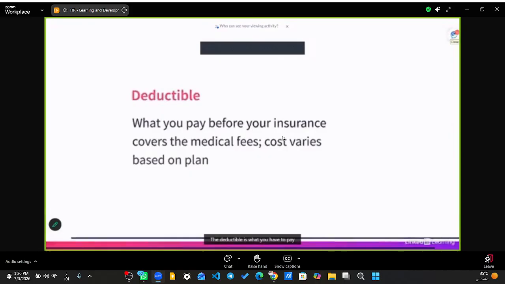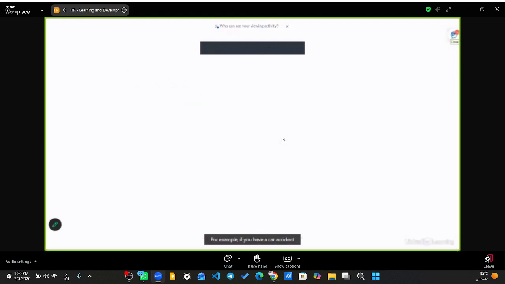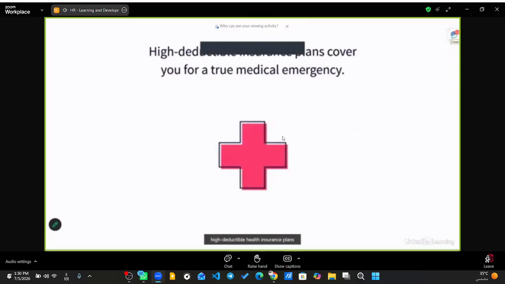The deductible is what you have to pay before your insurance kicks in and covers the remaining medical fees. The deductible cost varies based on your plan. For example, if you have a car accident and you have to go to the hospital, that is where your insurance would kick in once you cover the deductible with your HSA. The attractive feature about high deductible health insurance plans is they're quite cheap, mostly because they're there to cover you in the event of a true medical emergency or medical costs exceed $1,000 or whatever the deductible is.